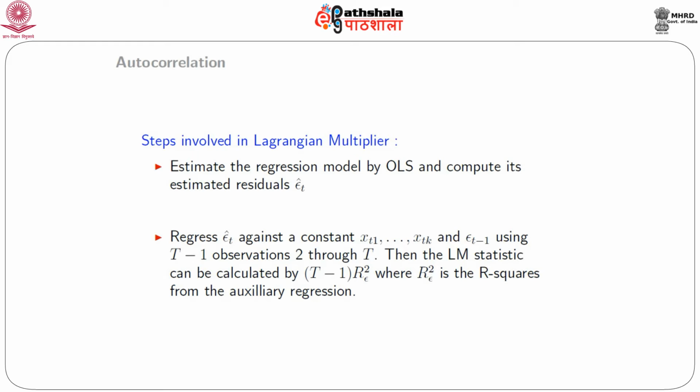Now, we regress epsilon hat t against a constant set of predictor variables xt1, xt2, ..., xtk and epsilon t minus 1, using t minus 1 observations from 2 through T. Then the LM statistic can be calculated as capital T minus 1 times R squared epsilon, where R squared subscript epsilon is the R squared from the auxiliary regression that we obtain by fitting epsilon t hat against xt1, xt2, ..., xtk and epsilon t minus 1.